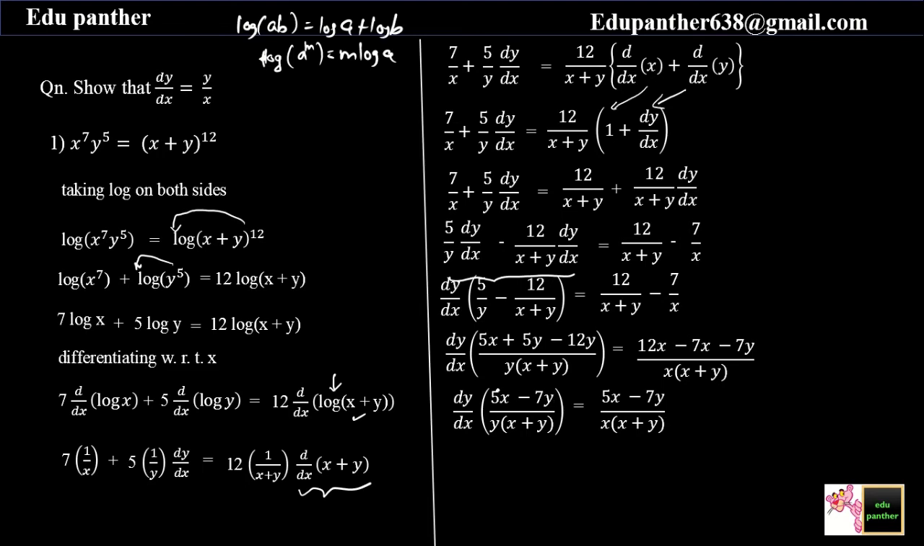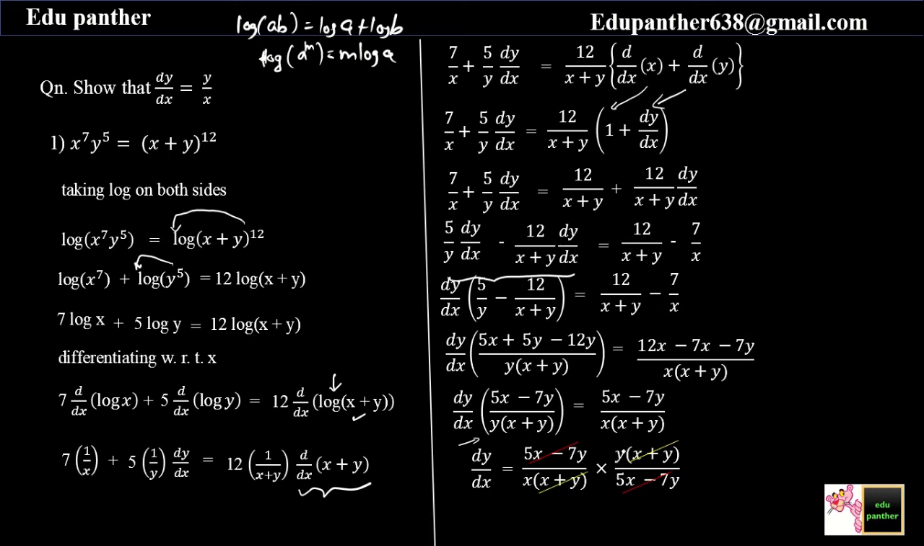So now if we are shifting this bracket on the right hand side, this will go in the division, that means we have to take the reciprocal of that term. So we'll get dy by dx as this 5x minus 7y upon x into x plus y into the reciprocal of that term, which is y into x plus y upon 5x minus 7y. Now we have to see whether we can cancel out something or not. So yes, we can cancel this 5x minus 7y. Similarly, we can cancel this x plus y also.